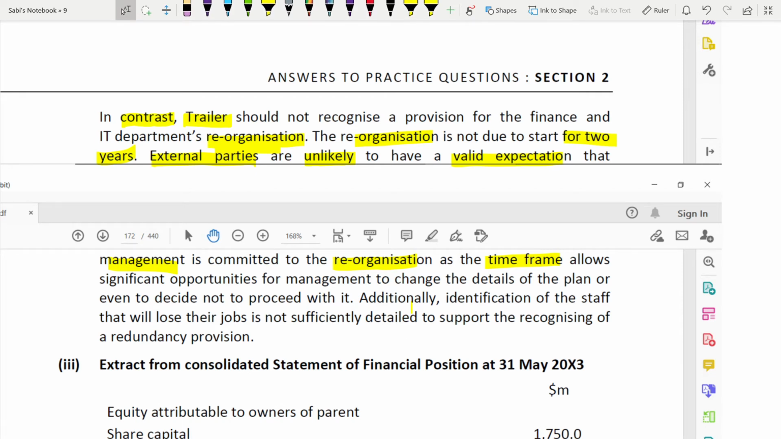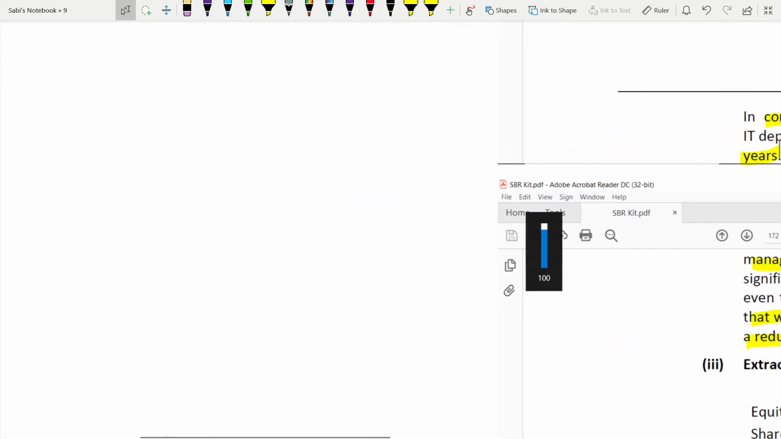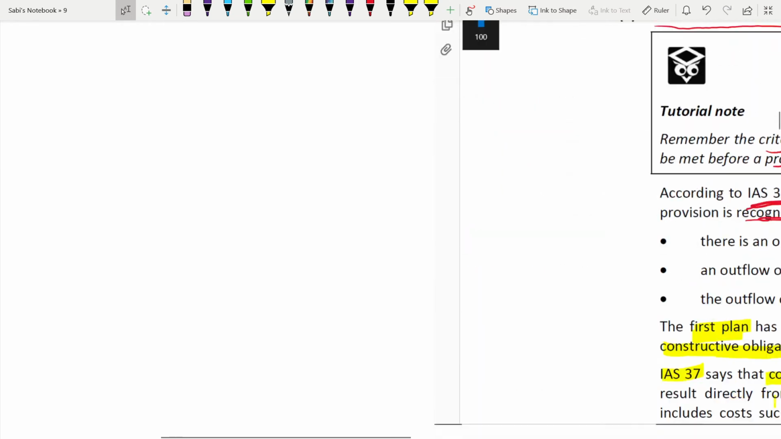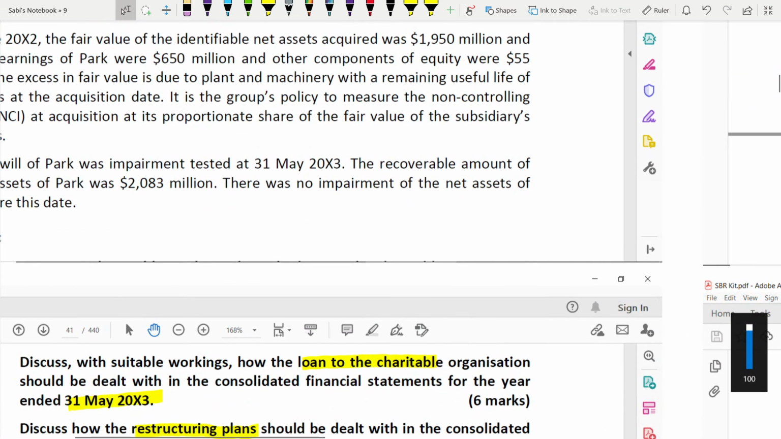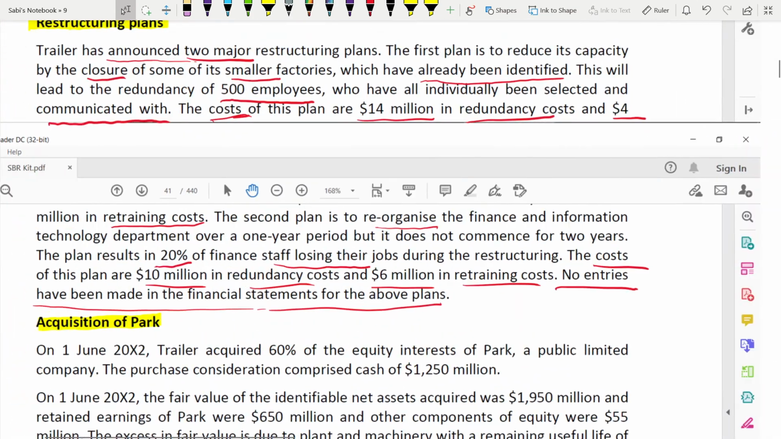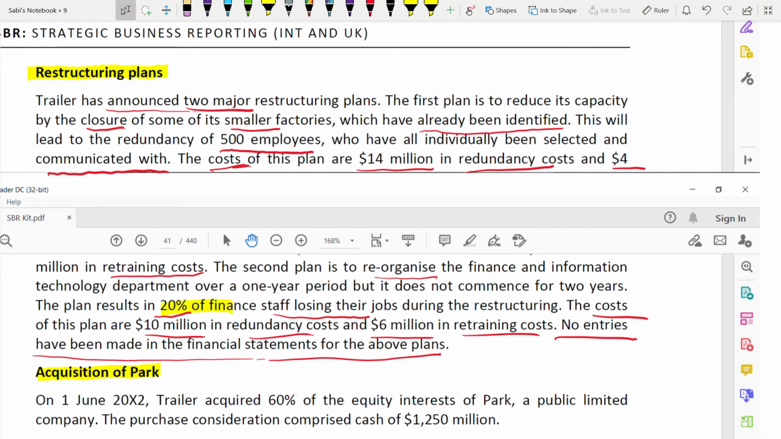Please focus your attention on the last point, because some of you might argue that the cost has been given, the redundancy cost, and they told that staff will lose their jobs. How many percent? Let us do the case study. Always keep on referring to the case study. It's very likely that you will forget, and it's normal to forget the information you have read. Okay, restructuring, when I read, at least 20% of staff lose their jobs. They have given the cost also, 10 million and all. But still, in spite of that, you are not recognizing it as a redundancy provision.